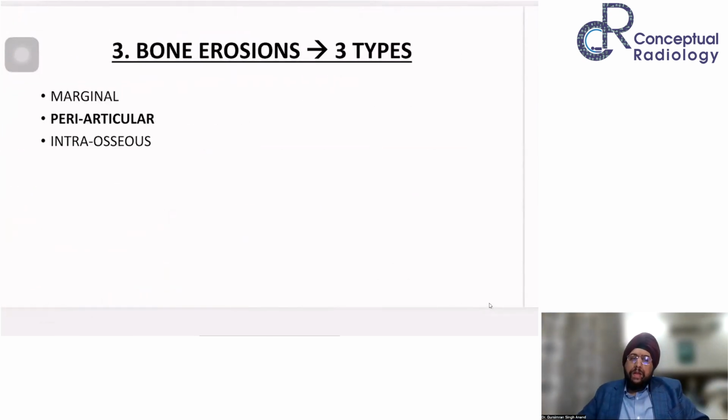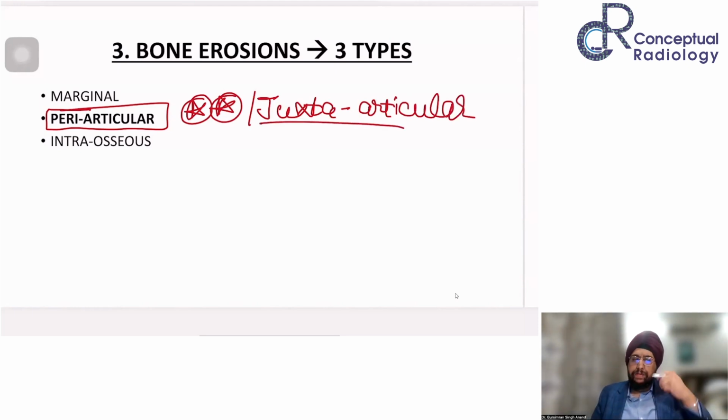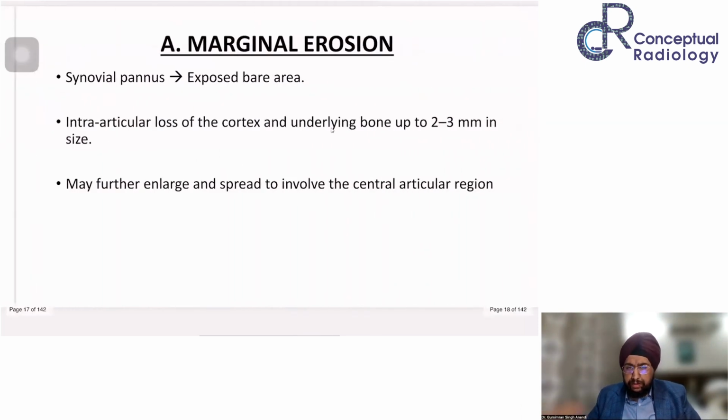Now, the bony erosions in gout can be of all three types. They can be marginal, periarticular, or intraosseous. The classical ones which we see, the juxtaarticular or periarticular erosions, are the most common. However, you can see marginal erosions also, and intraosseous erosions also. So let us discuss each erosion one by one.